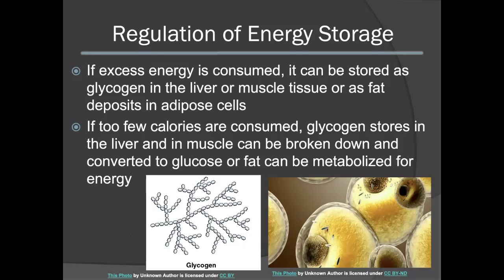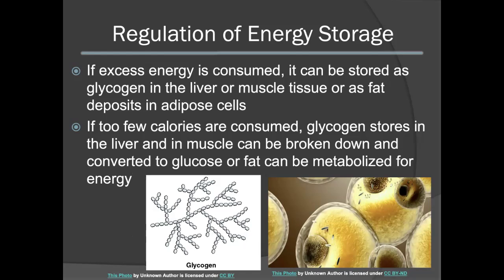Energy levels must also be consumed. If excess energy or more food is consumed than what the body needs, this excess energy can be stored as glycogen in the liver or muscle tissue, or it can be stored as fat deposits in adipose cells. This will ensure that the excess food is stored so that in periods where food becomes short or food is needed, these excess energy stores can then be used to provide the important nutrients for the body.